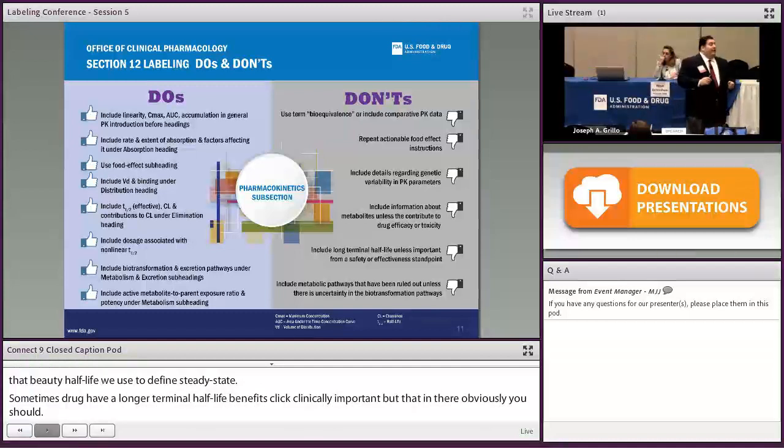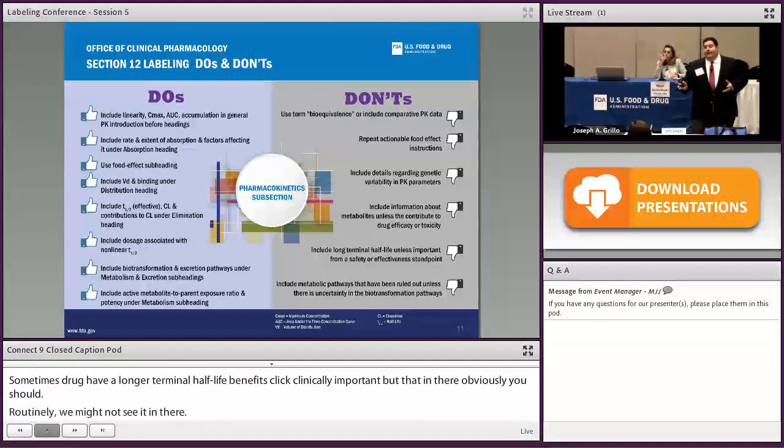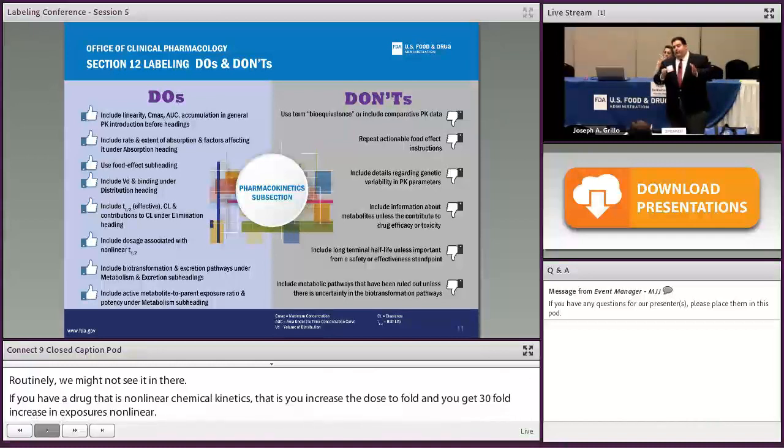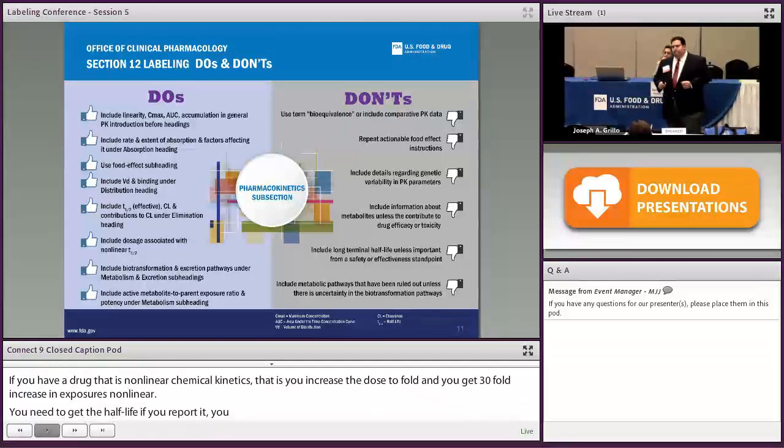If you have a drug that has nonlinear pharmacokinetics, that is, you increase the dose, let's say twofold, and you get a 30-fold increase in exposure, it's nonlinear. If you report the half-life, you also need to give the dose associated with that half-life because it's dependent on that. So that's something that's new.